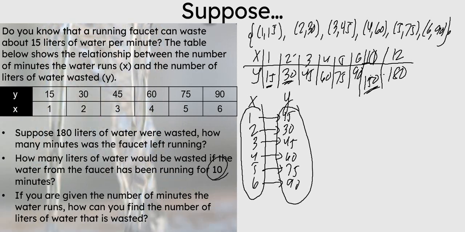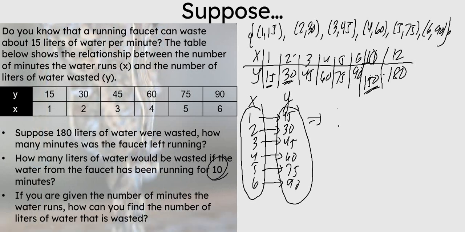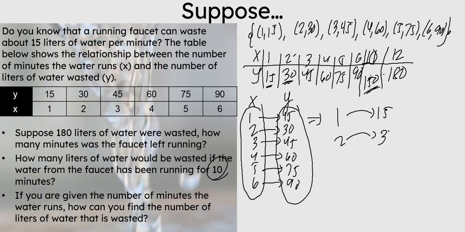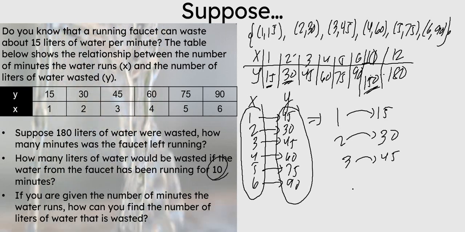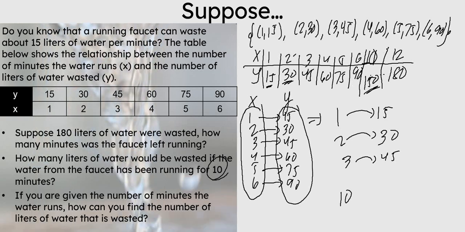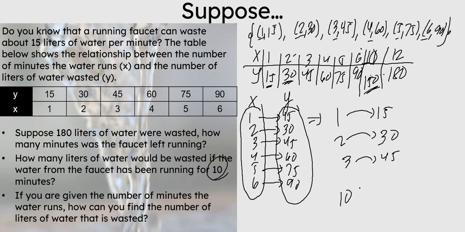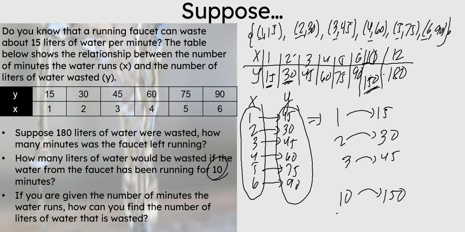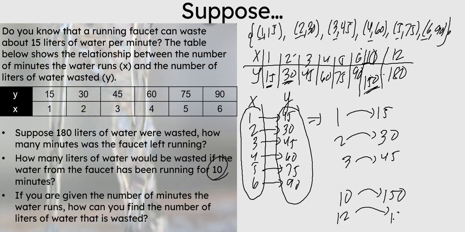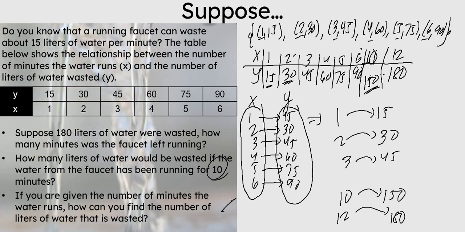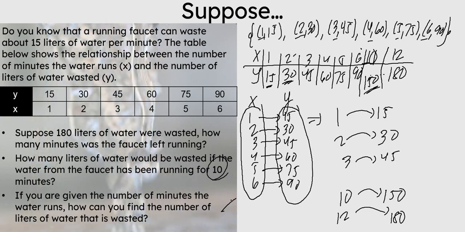So, if you're going to take a look, from 1, we were able to reach 15. 2, we were able to reach 30. 3, we were able to reach 45. And even 10, which is not even in the list, as you can see, there's no 10. So we were able to guess that 10 might give us 150 and 12 might give us 180. Let's analyze even more so that we can answer the third one. If you're given the number of minutes the water runs, how can you find the number of liters of water that is wasted?